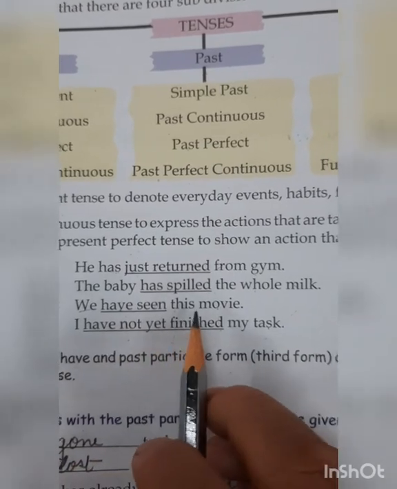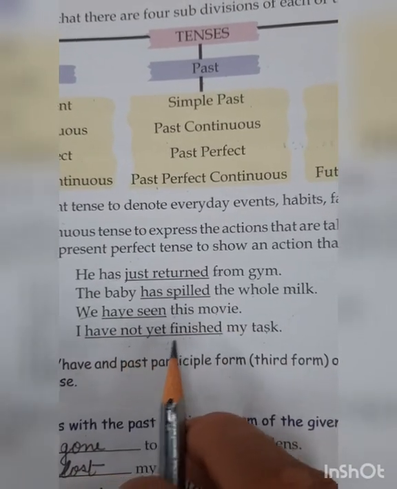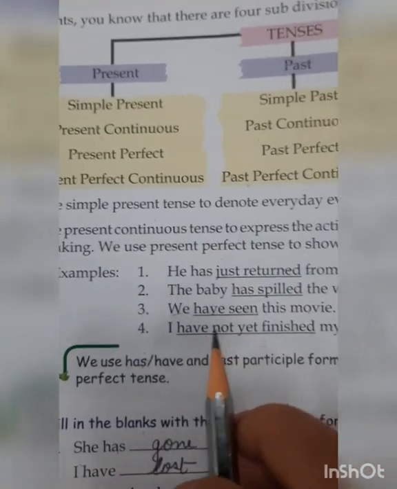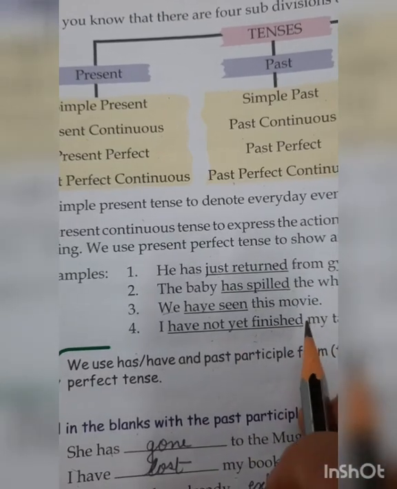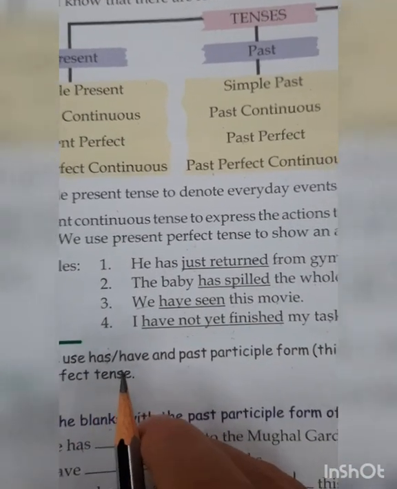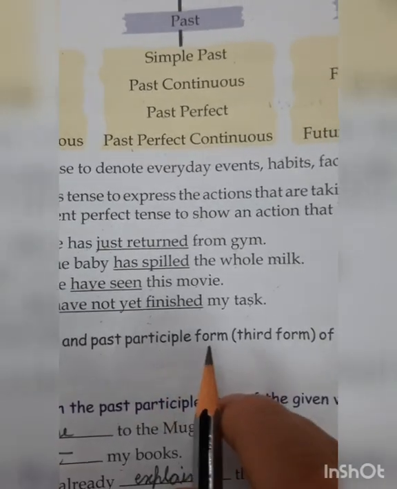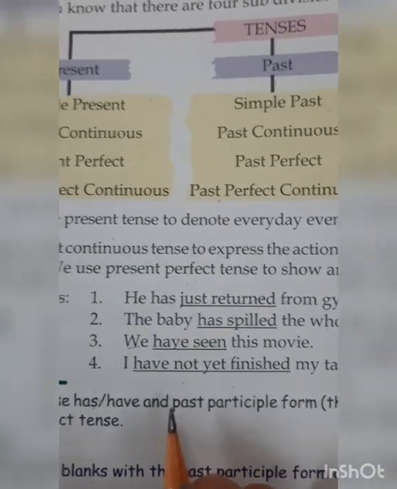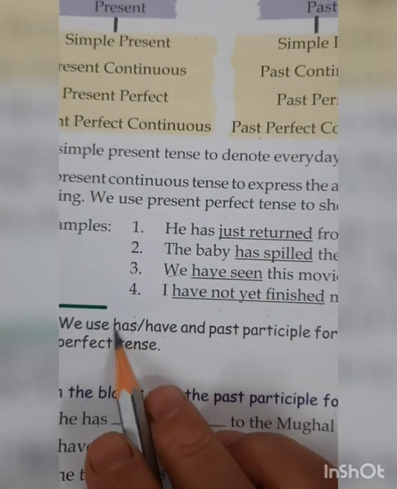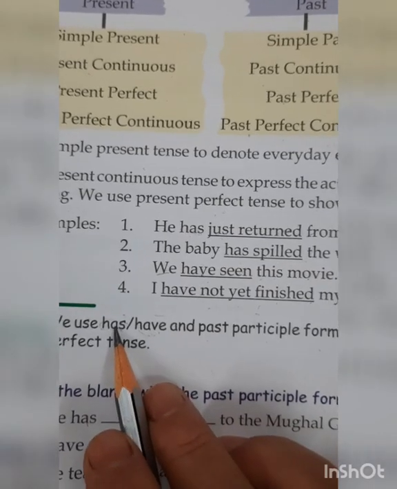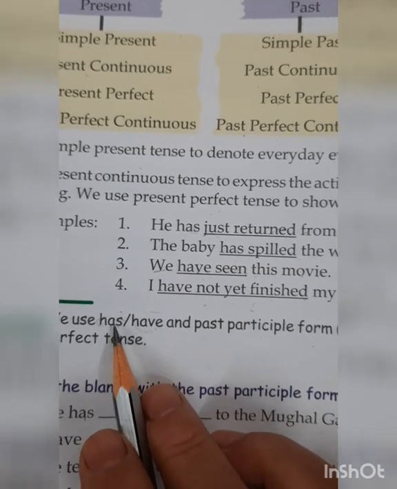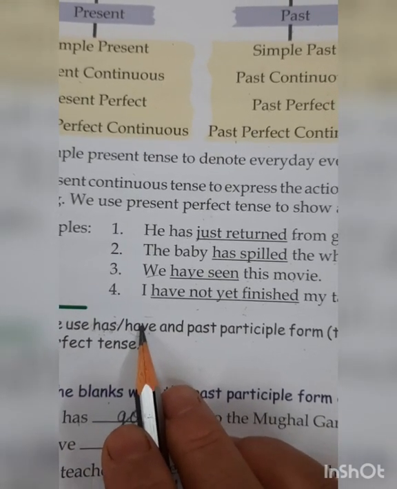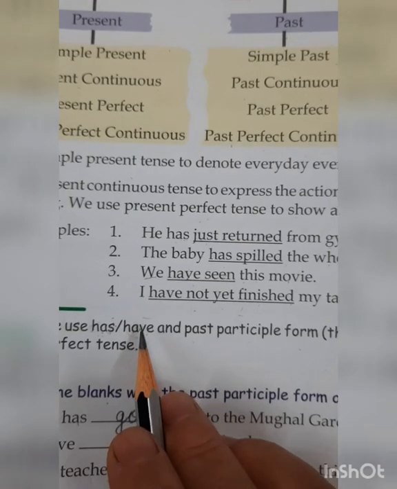We have seen this movie. I have not yet finished my task. For framing the sentence in present perfect tense, we always use has, have and the past participle form, means third form of the verb. But now the question is where we will use has and where we will use have. With singular subject or he, she, it, we will use has. With plural subject or I, we, you, they, we will use have.